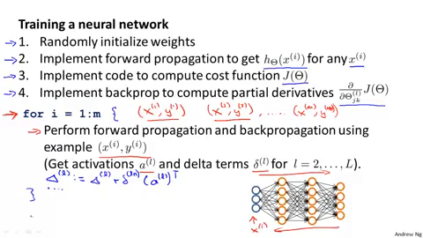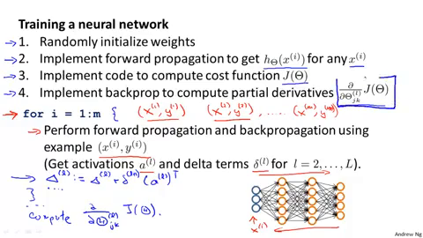And then finally, outside the for loop, having computed these delta terms, these accumulation terms, we would then have some other code that will allow us to compute these partial derivative terms, right? And these partial derivative terms have to take into account the regularization term lambda as well. Those formulas were given in an earlier video. So having done that, you now hopefully have code to compute these partial derivative terms.